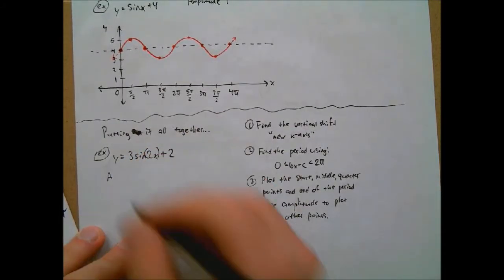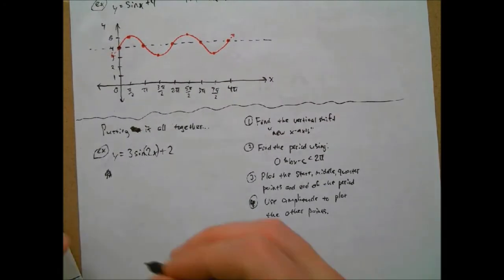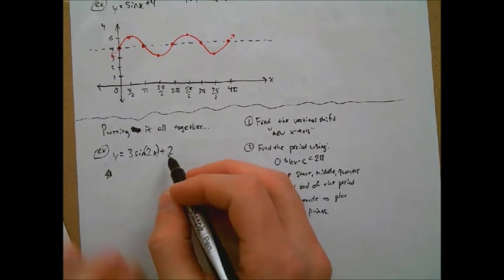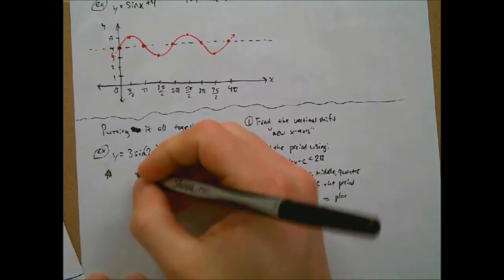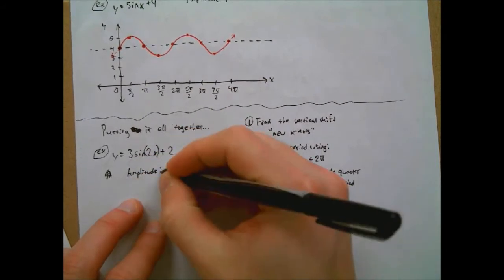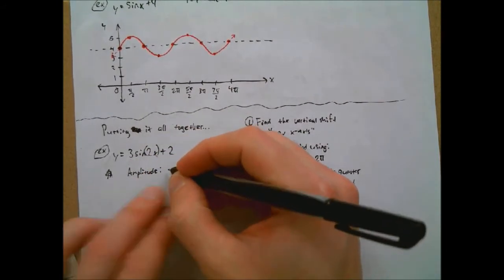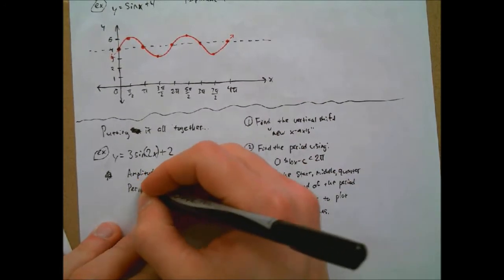Let's do the vertical shift. So what's our vertical shift going to be here? We're going to be shifted up 2, right? Okay, so right away you can see that we're going to be moving things up 2. But then also, what's our amplitude here? Amplitude is 3. So we're going to go up 3 and down 3 from that shift up 2. Okay? Our period, we'll get to that in a second.